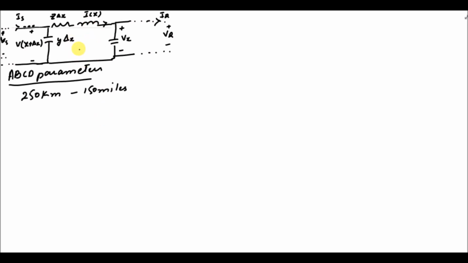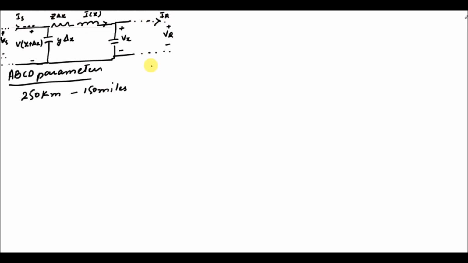For the portion of the line that we are considering, the voltage before that segment is V(x plus del x), and the portion length is del x. So we are only considering a small length of the line, and the impedance that consists of resistance and inductance is z del x, and the current passing through the series branch is Ix. For the shunt branch, we have admittance represented by small y multiplied by del x, the length of the short segment. The sending end current is Is and the receiving end current is IR.